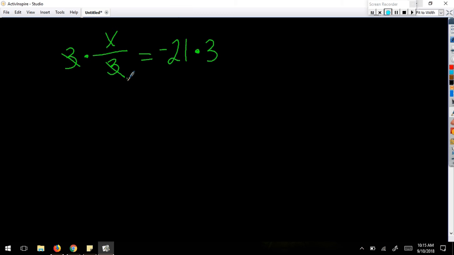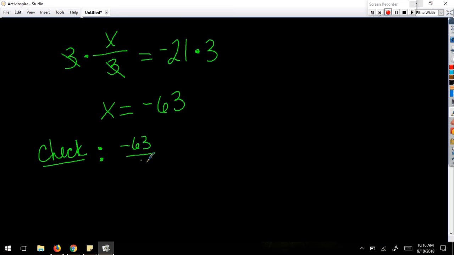These are gone now. So I get x equals, and use your calculator. You should get negative 63. To check it, again, use your calculator here to see when you divide those two numbers, do you get negative 21? Yes, you do. So yes, that is a solution. I hope this is easy for you so far.